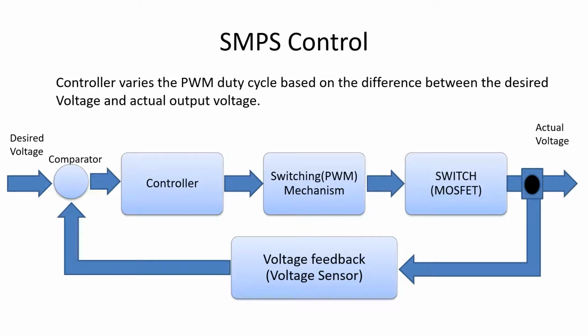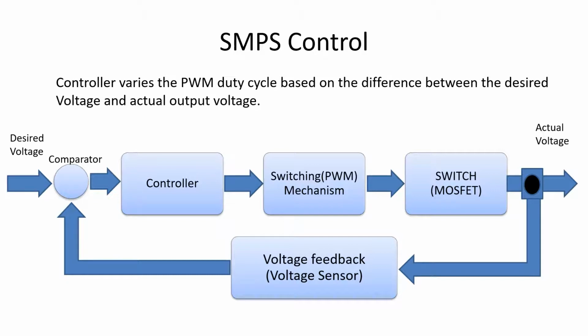So here in an SMPS control, we have a reference voltage. Normally a potentiometer is used for that purpose. And also for the voltage sensor, a potentiometer can be used. So a potentiometer serves both the reference as well as the feedback. Here the controller controls the switching mode system, SMPS, that is the PWM mechanism.